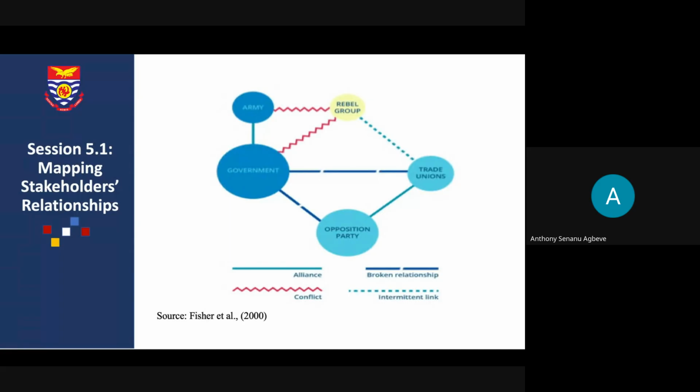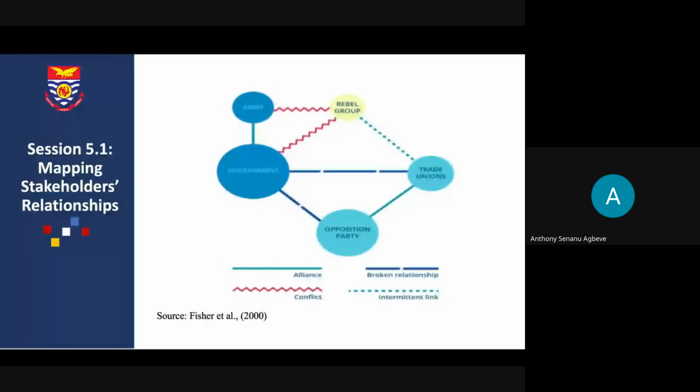However, we will see that between the government and the army, there's an alliance because, of course, the army is an extension of the government, and the army and the security services are supposed to ensure peace and stability. And of course, they're an extension of the government. So definitely you will see that there's some form of alliance, right?